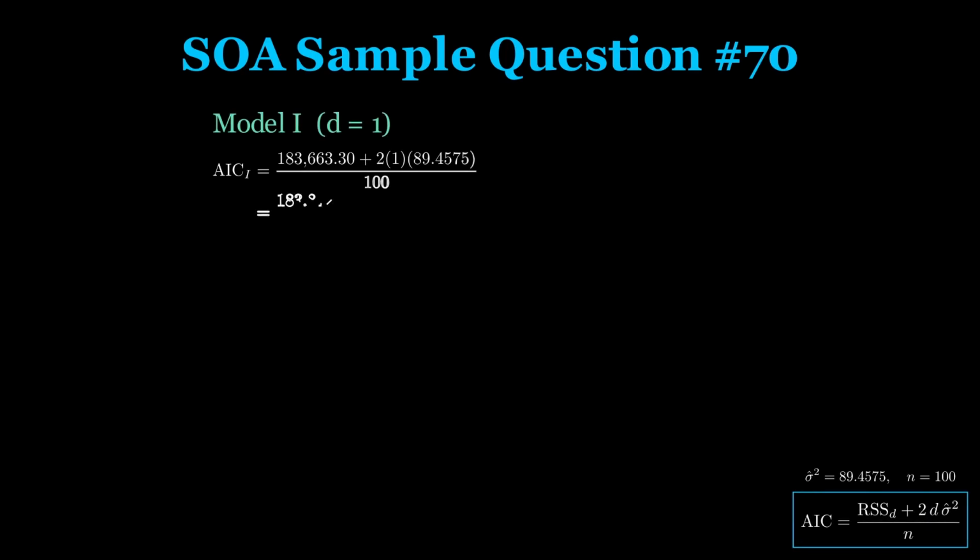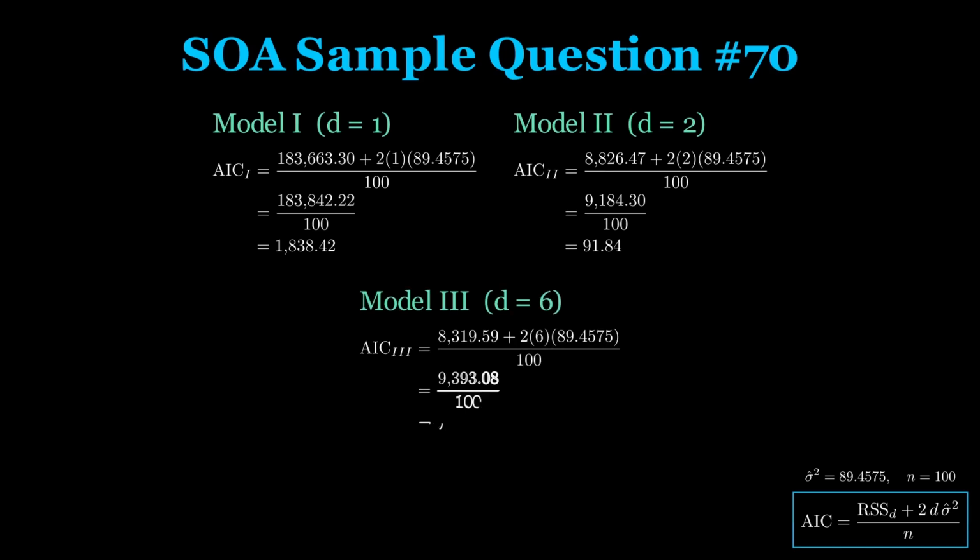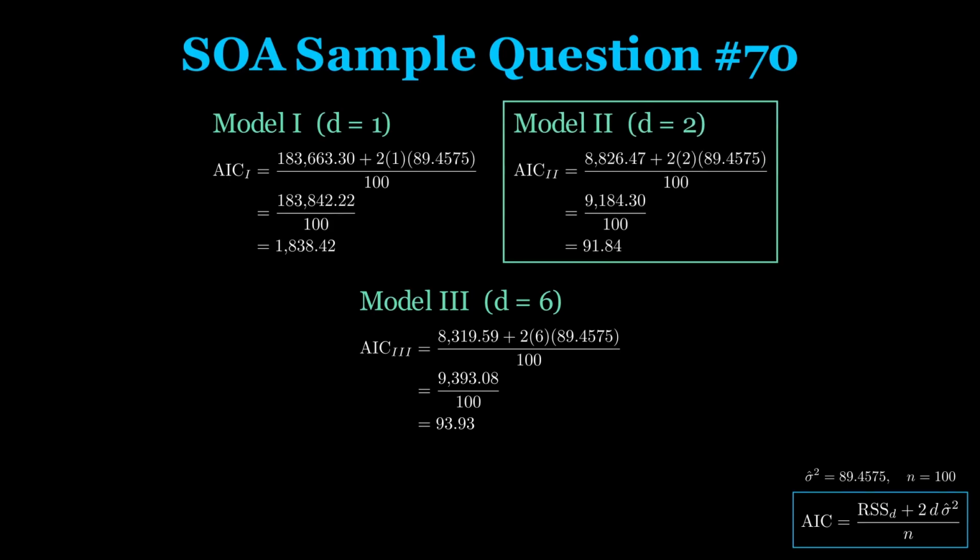For Model 1 with a single predictor, plugging in the values gives us an AIC of 1,838.42. Model 2 uses two predictors. Its AIC comes out to 91.84, dramatically lower. Model 3 uses all 6 predictors. Despite having a slightly lower RSS, the penalty for the extra predictors gives it an AIC of 93.93, slightly higher than Model 2. Model 2 has the lowest AIC at 91.84, so it is the best model.